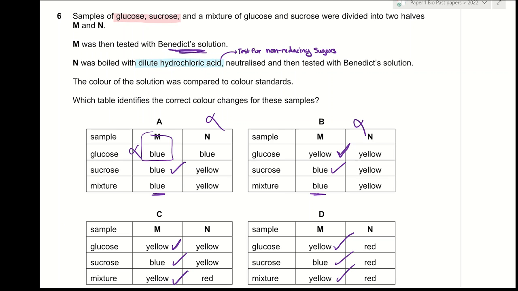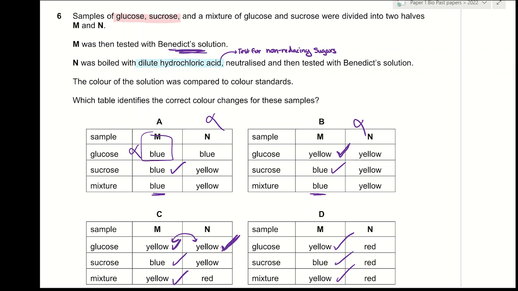Now, let's move on to N. N is the test for non-reducing sugars. Now, for glucose, here we have yellow and yellow. This is correct, because even with dilute hydrochloric acid, there's no more reducing sugar in the sample. Therefore, it would stay the same color. The color concentration would not change.